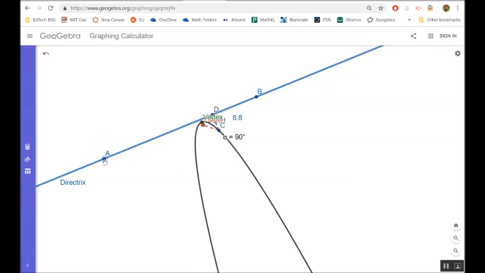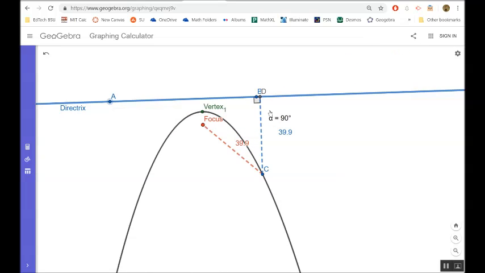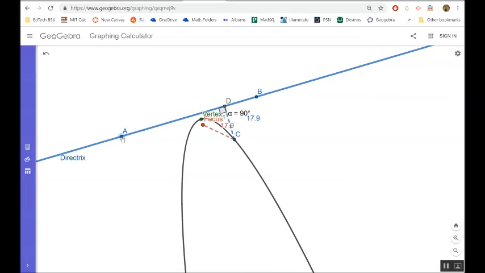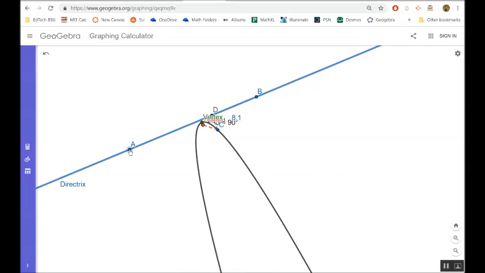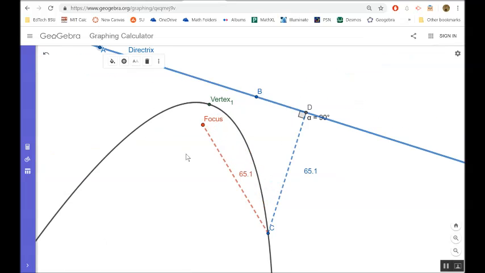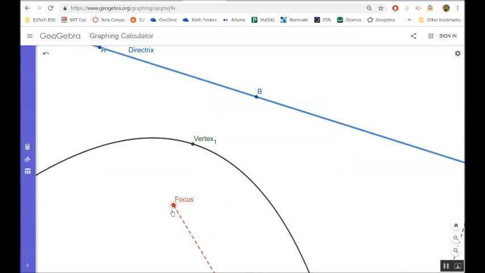Well, this is just the measure of the angle. We can move that back. You can see how it changes. What happens when the focus and the directrix get closer and closer together? You'll notice the parabola is getting narrower. When they're further apart, the parabola gets wider.